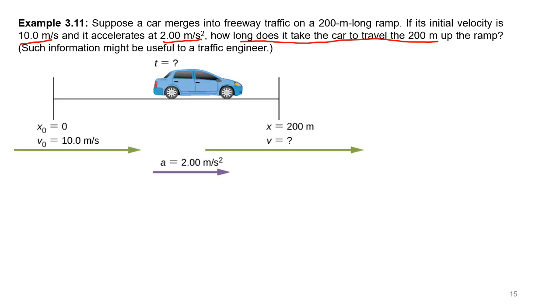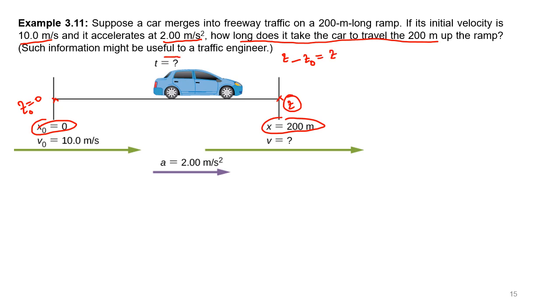So first thing to do is draw a picture. So this is the ramp. Initial position is 0. Final position of the car is x, 200 meters. So the car is traveling from here to here. It covers a distance delta x, 200 meters. That means x minus x0 is 200 meters. Initial time t0 equal to 0. The final time is t. So the duration of this travel is t minus t0, which is t.